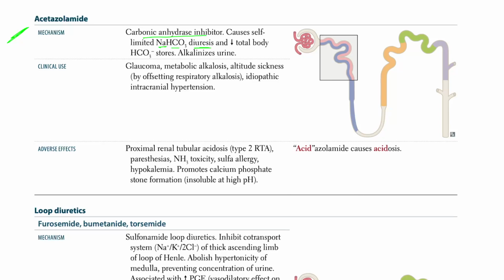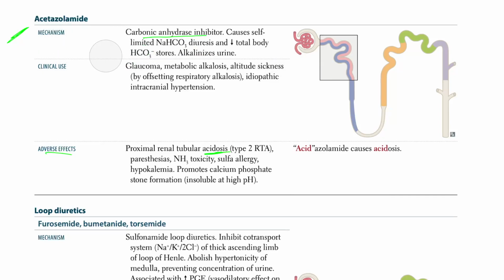So when you decrease the bicarb, or when you throw the bicarb out, what you're causing is acidosis. Bicarb is basic. When you're throwing out the base, you're causing acidosis. So if you look at the adverse effects, we have this acidosis. It alkalinizes the urine.